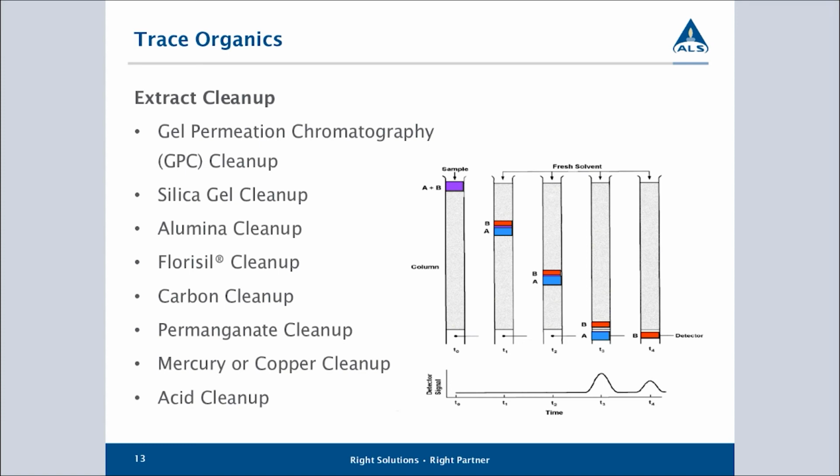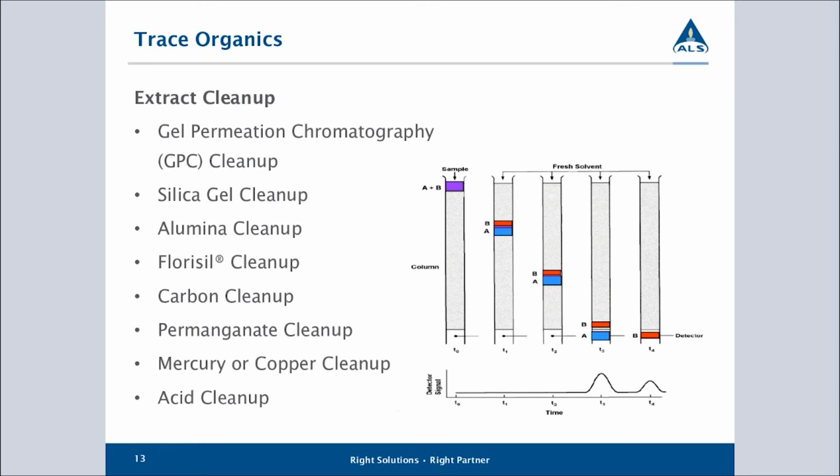So the typical list of cleanup procedures: silica gel, and gel permeation is the tried and true, kind of the standard to go to for all of our SVOCs, PCBs, and pesticides. So we'll typically go through that first as a primary cleanup, and then secondary and tertiary cleanups as needed. We'll employ Florisil for some. For PCBs and a few select inert pesticides, we'll do sulfuric acid cleanups. You've got carbon cleanups and alumina cleanup.